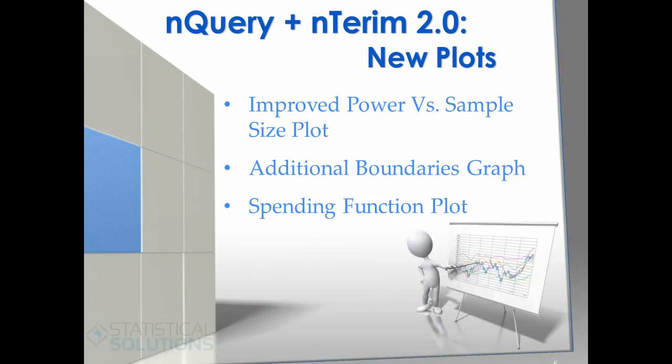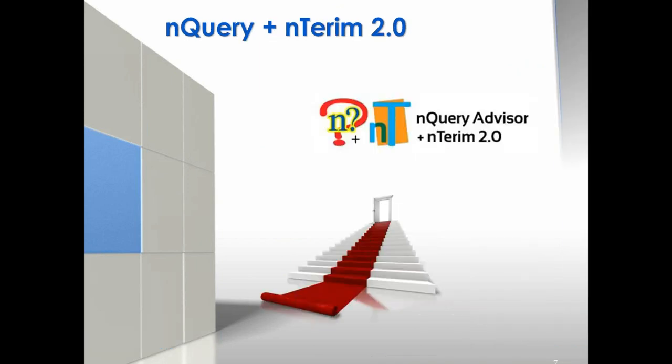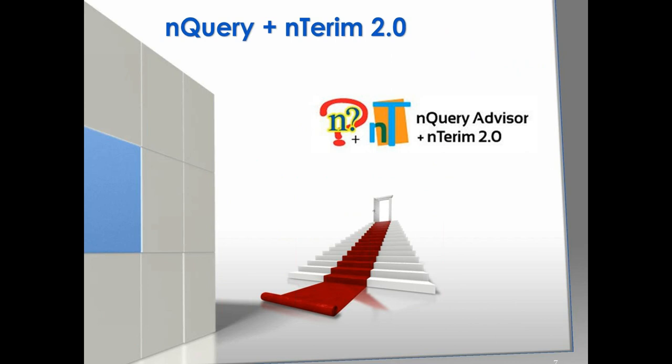We also looked at what plots we could add. We improved upon our power versus sample size plot. We've also added an additional boundaries graph and a spending function plot for our group sequential trials. Again, I'll show these during the demonstration. Okay, so let's take a look at the software.